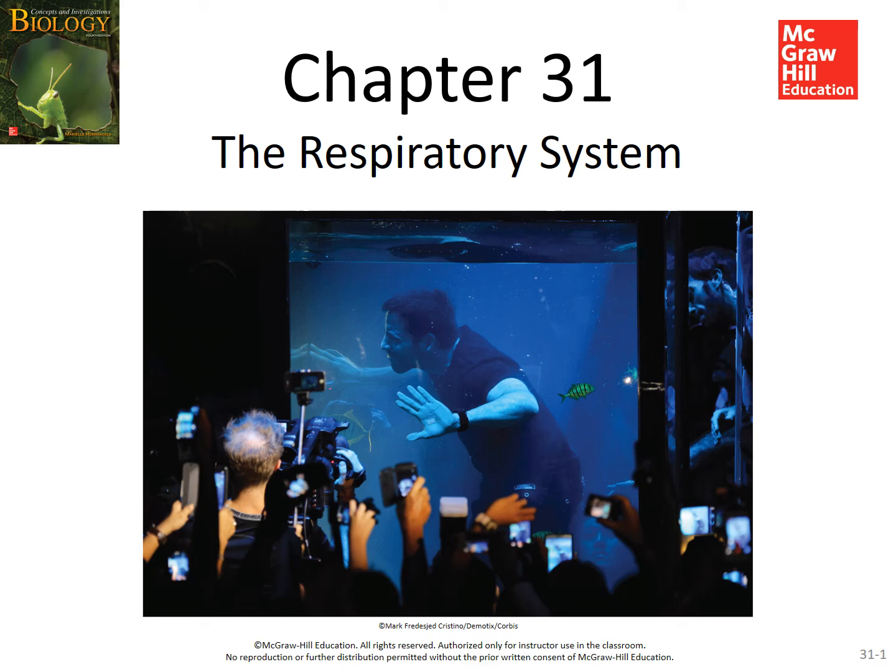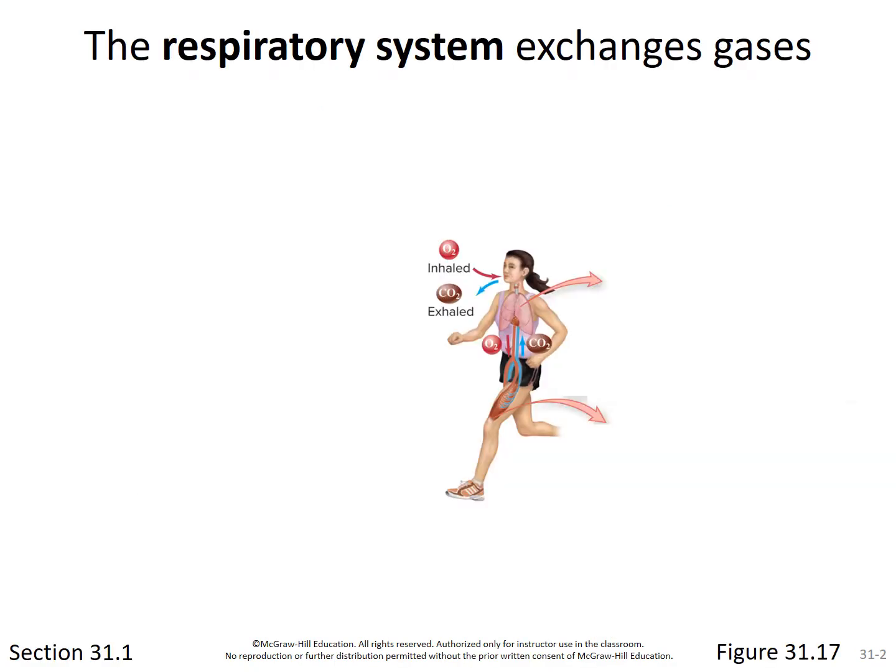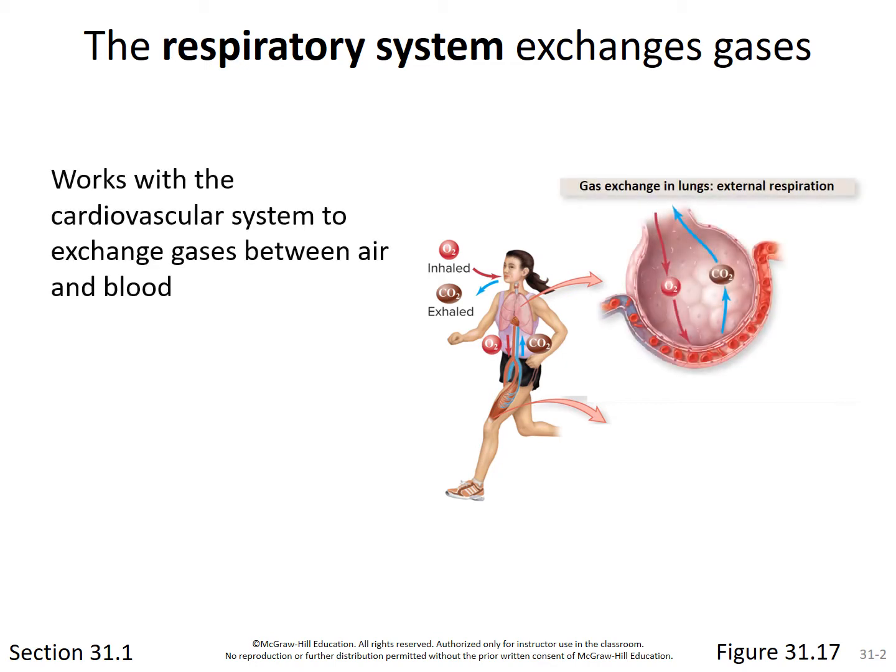This is the first of two videos on Chapter 31, the respiratory system. The main function of the respiratory system is to exchange gases, and it does so in a couple of different sorts of locations. First of all, there is gas exchange between the air and the bloodstream, and so you'll see the respiratory system working with the cardiovascular system to make sure you've got gas exchange between air and the bloodstream. So oxygen in, CO2 out.